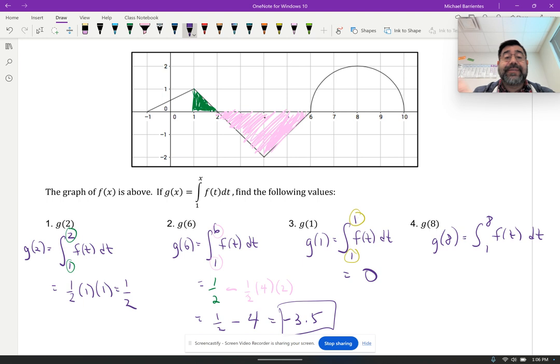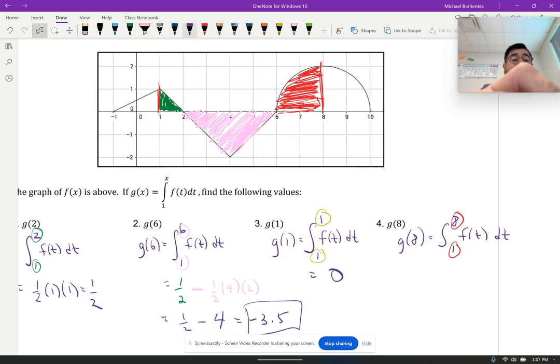But from 1 to 8. All right, so from 1 to 8. That means we're starting here, and we're going all the way over here. Here's the good news. We've already done most of the work. We just need to find this shaded part between 6 and 8, because we already have the green part, we already have the pink part, and we need to find the red part. So therefore, this g of 8 is the integral between 1 and 8. That means I need the first part, 1/2. I need the second part, minus 4.